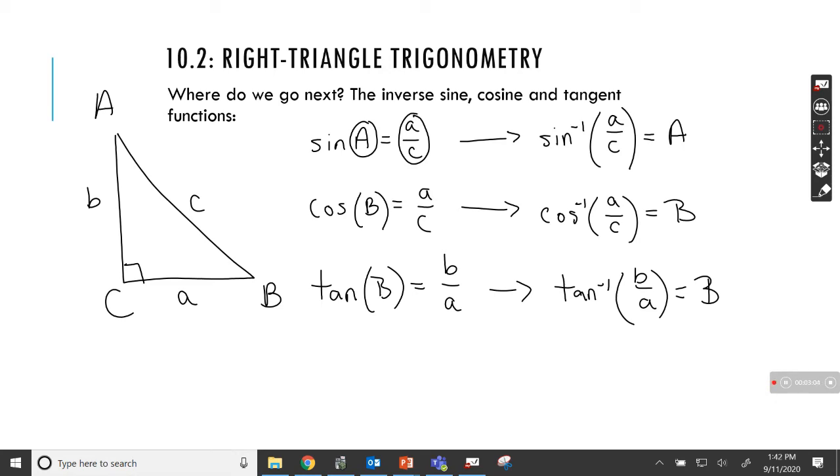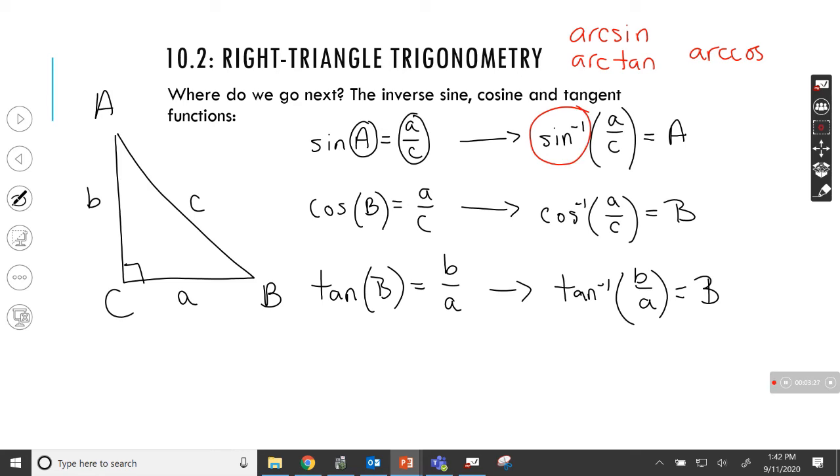The last thing I wanted to tell you before I go is a notation piece. Sometimes when you're working with these inverse functions, you're going to see a different notation. Another way you will see it written is arc sine, arc tan, and arc cos. All three of those things mean the exact same as these notations.